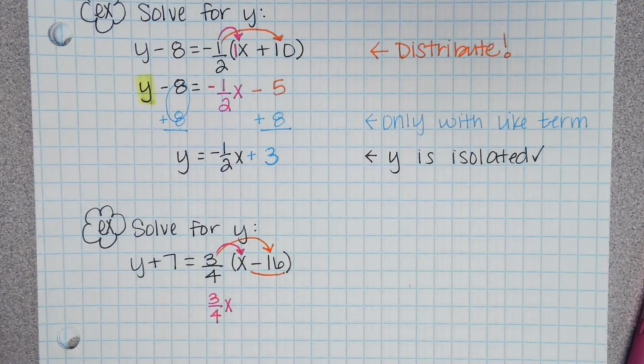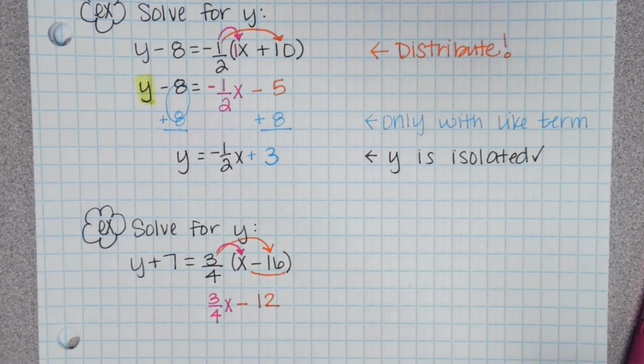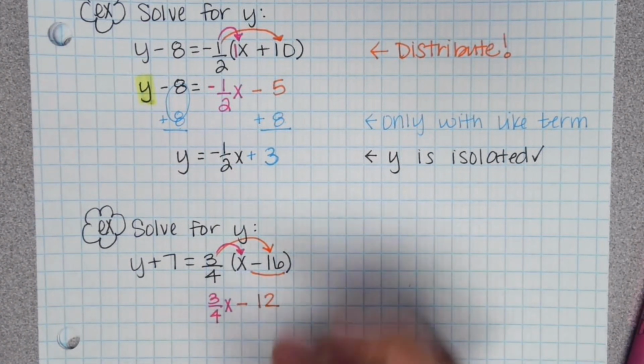3 times 16 would be 48. So 48 divided by 4 would be 12. So negative 12. Perfect. I'm going to go ahead and bring everything else down.